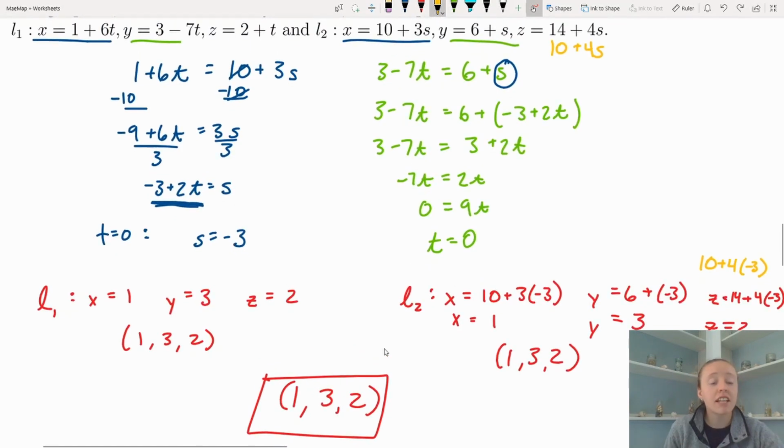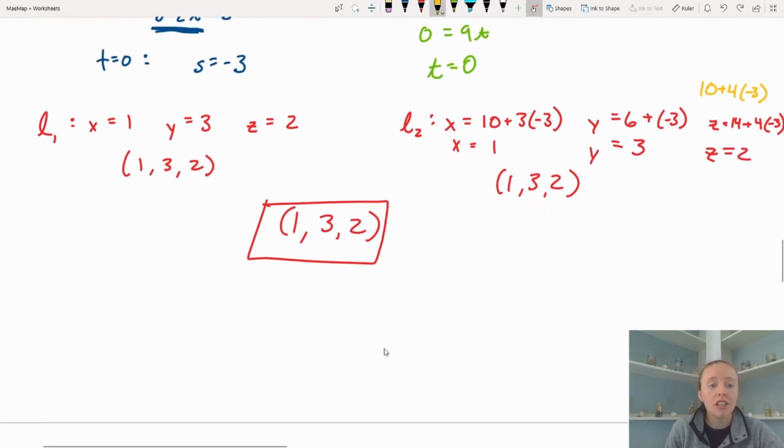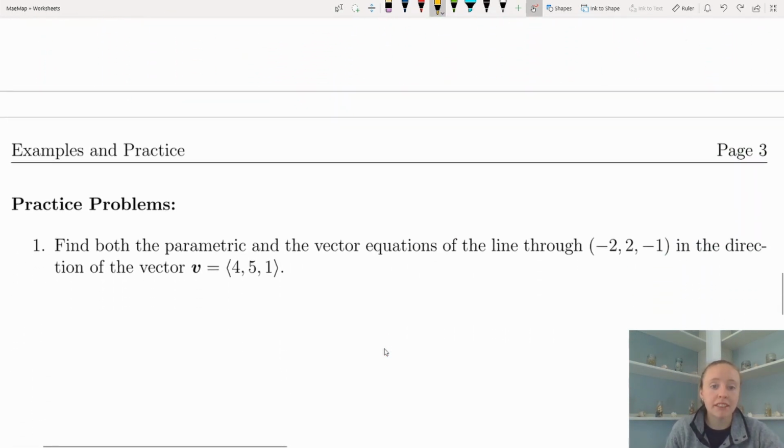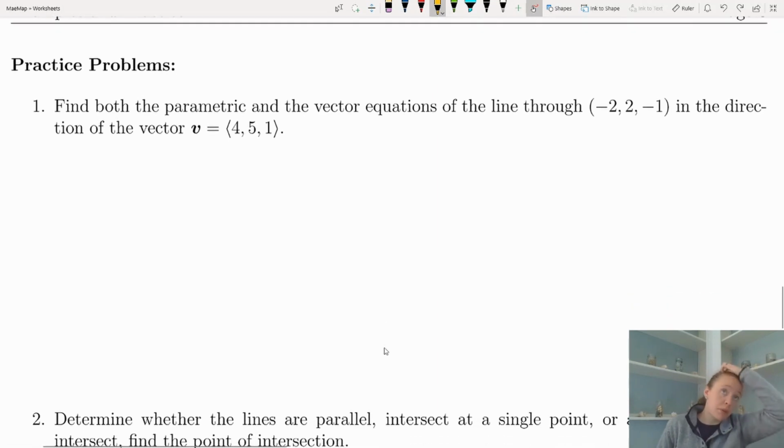So again, the line did intersect at the point 1, 3, 2, but let's go ahead and jump into a little bit more practice just to help tie everything together. So in number 1, we're going to find the parametric and vector equations of the line through the point -2, 2, -1 in the direction of vector 4, 5, 1.